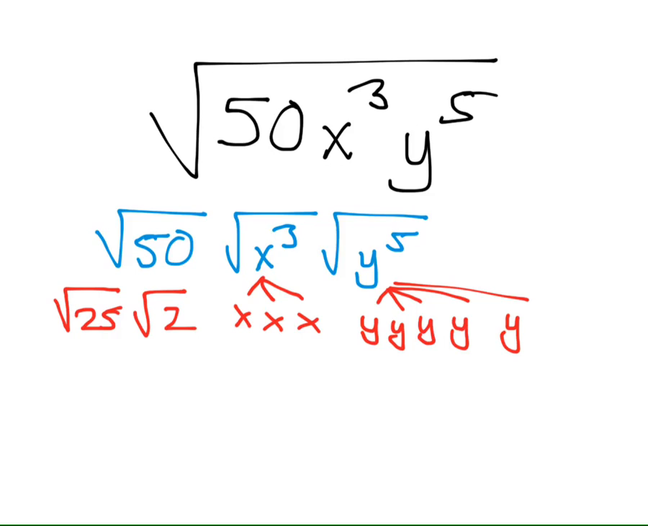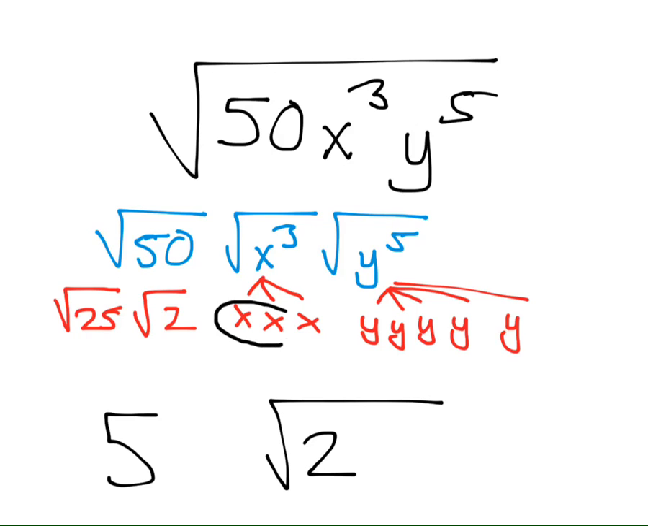I broke up 50 into radical 25 radical 2 because I know 25 has a square root. So it simplifies into 5 radical 2. That's what square root of 50 simplifies into. With the factoring method, you had a pair of 5s, circled them up, one of those came out, you were left with the 2.